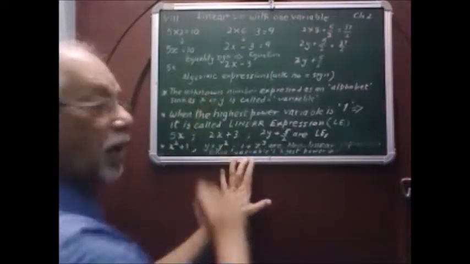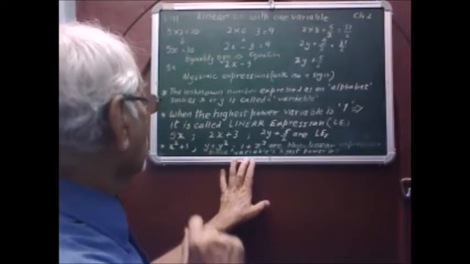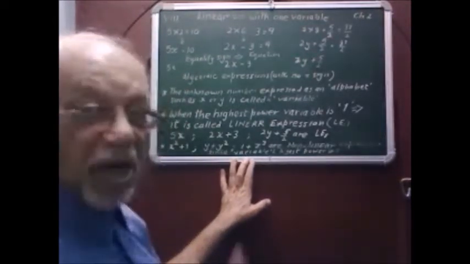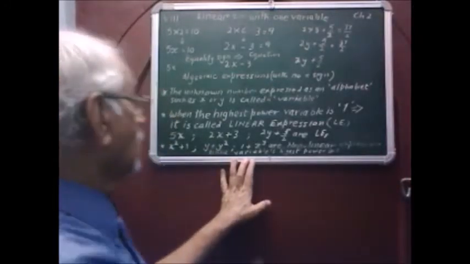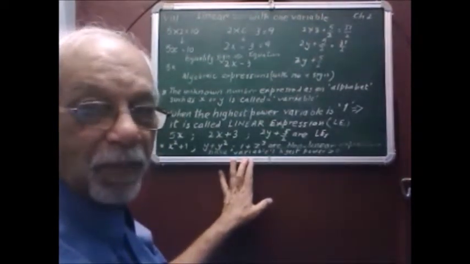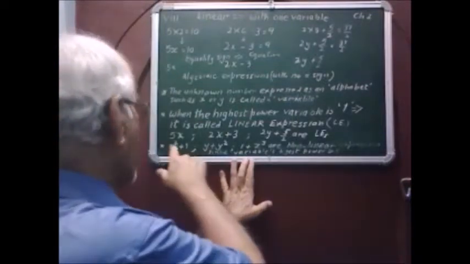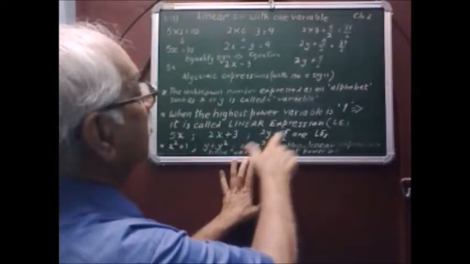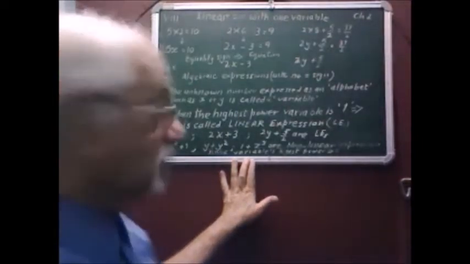The unknown number expressed as an alphabet, such as x, y, or z, or a, b, c, d, is called a variable. When the highest power of the variable is 1, it is called a linear expression. And 5x, 2x plus 3, 2y plus 5 upon 2 are nothing but linear expressions.